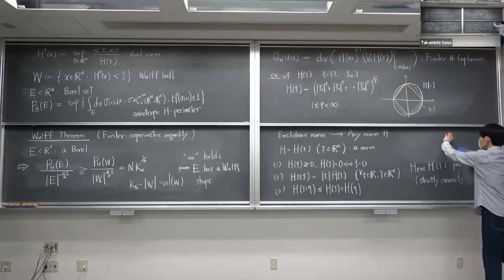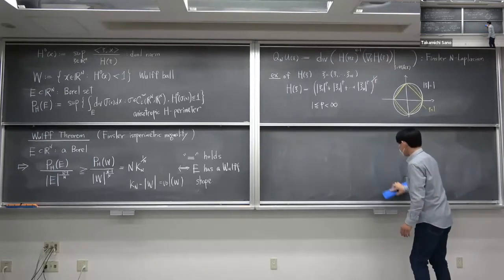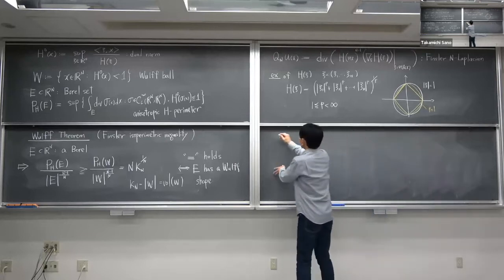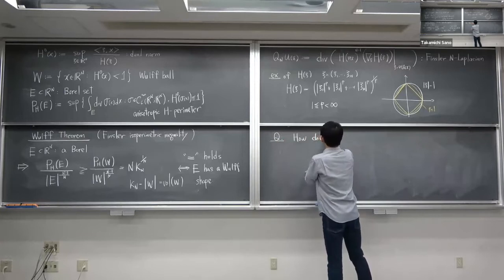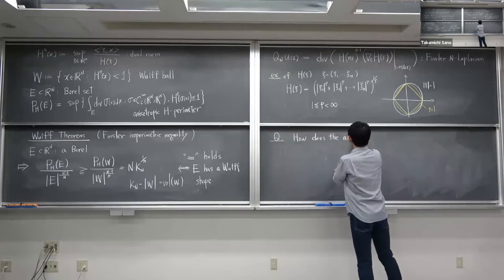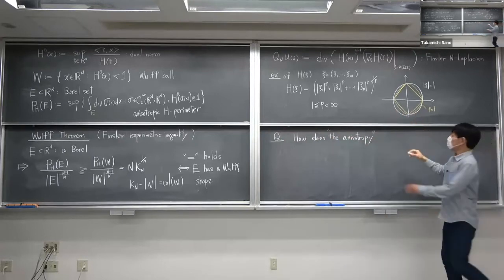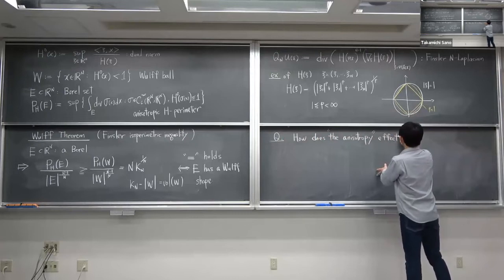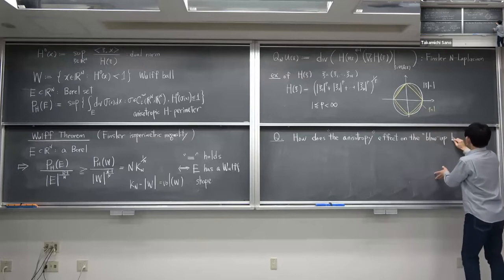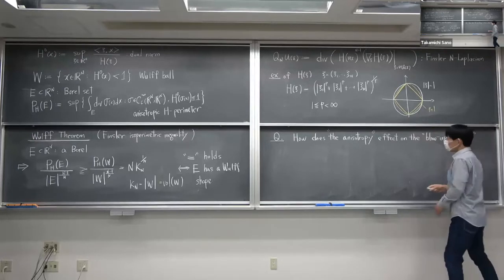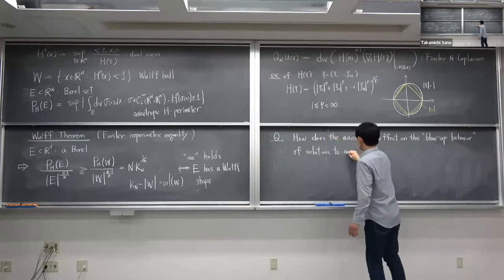So our general question is like this. From now on, we consider some nonlinear differential equations, and our general question is: how does the anisotropy described by the norm H affect the blow-up behavior of solutions to some nonlinear PDE?